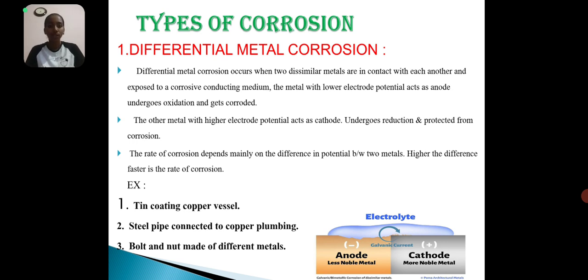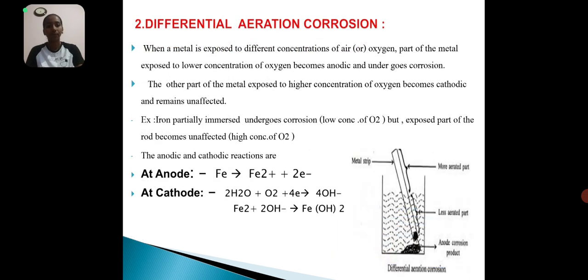Examples of differential metal corrosion are tin coating on copper vessel, steel pipe connected to a copper plating or copper plumbing, bolts and nuts made of different metals. Next one is differential aeration corrosion.